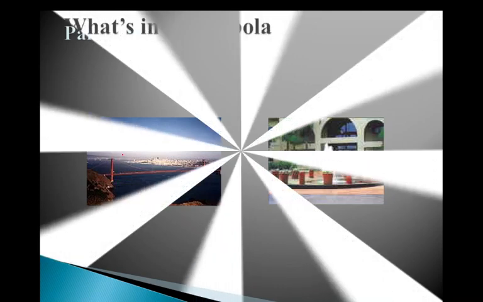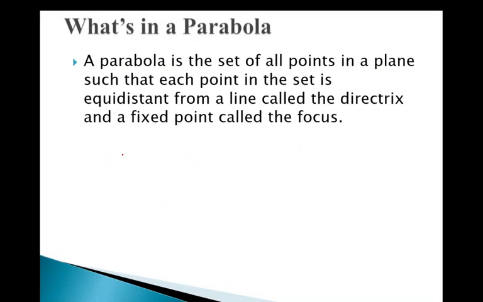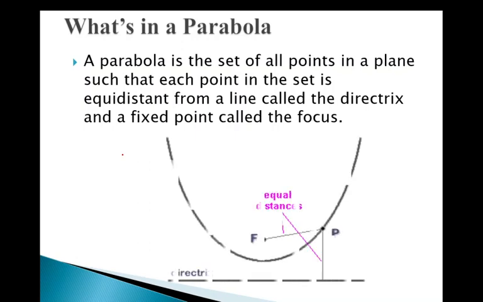Now, the formal definition of a parabola is the set of all points in a plane that are equidistant from a line called the directrix and a fixed point called the focus. Just like a circle is all the points that are equidistant from a center point, a parabola was originally looked at as this: if I pick a line and this focus, and take all the points that are equal distance from those two, I get the parabola.